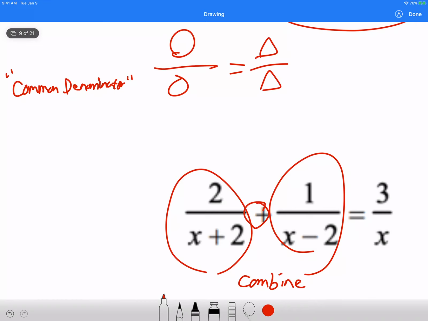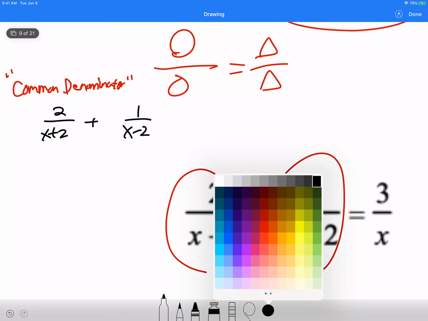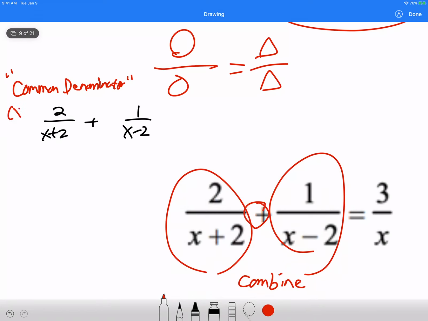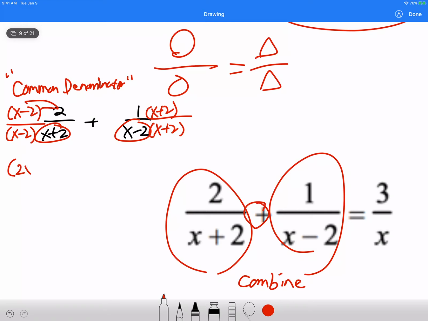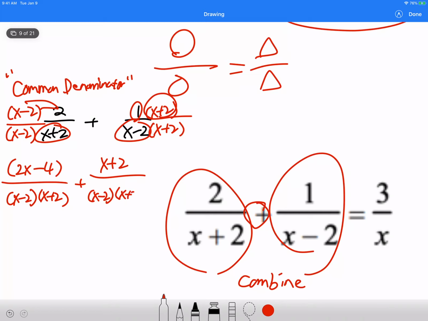Okay, so I'm going to rewrite the question up here. 2 over x plus 2 plus 1 over x minus 2. Forget about 3 over x for now. What's my common denominator here? I have to multiply this side by x minus 2 over x minus 2, and multiply this side by x plus 2 over x plus 2, because that's the way to get a common denominator. Once I distribute the top here, I get 2x minus 4 over x minus 2 times x plus 2, plus x plus 2, because that's 1 times x plus 2, over x minus 2 times x plus 2.